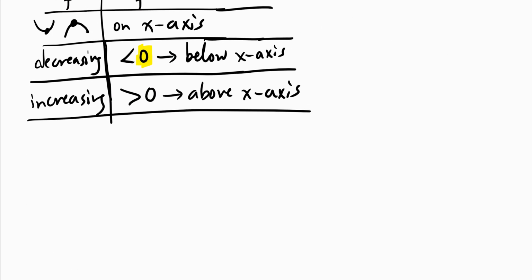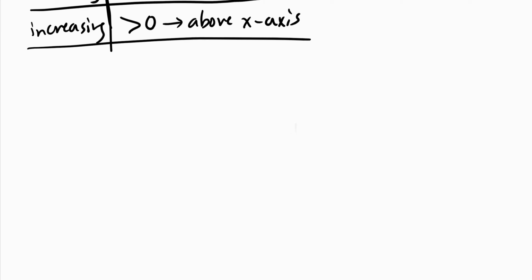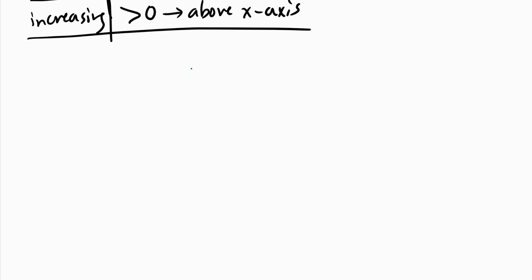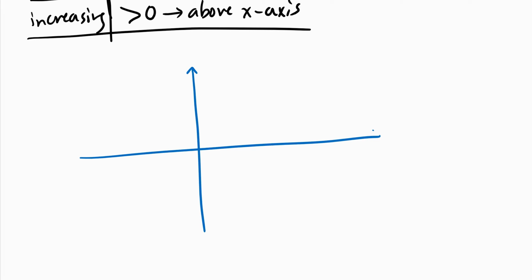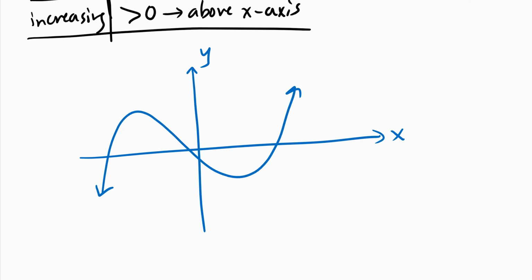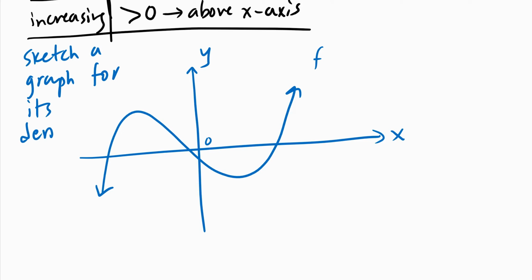So let's look at another graph. I don't know its function. I don't know its equation. So let's say it goes this way and then up. I just know it's f. I label x, y, the origin, the function. So I'm going to sketch a graph for its derivative.